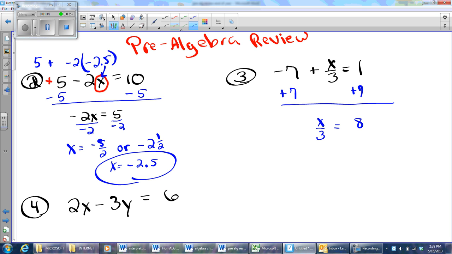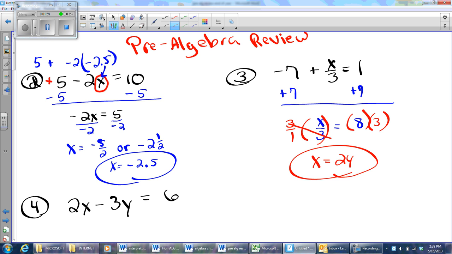Now, how is the 3 attached to the x? By division. So therefore, I'm going to multiply. Multiply this side by 3, and I'll multiply the right-hand side by 3. And when I do that, I'm going to get x equals 24. And there you go.